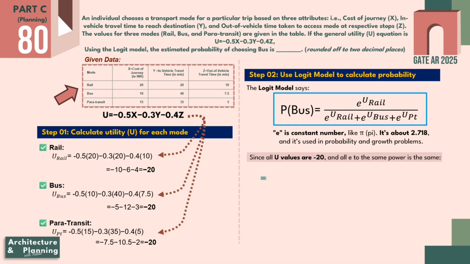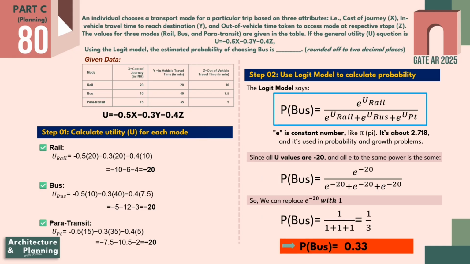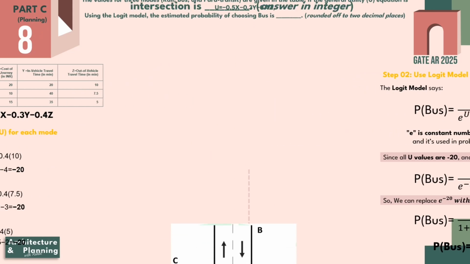Putting the value in equation, we will get this. Since all the power of e is similar, we can simply replace e to the power minus 120 with 1. So we will get the probability as 1 by 3, that is equal to 0.33, and that's the answer of this question. Let's move to the next question.